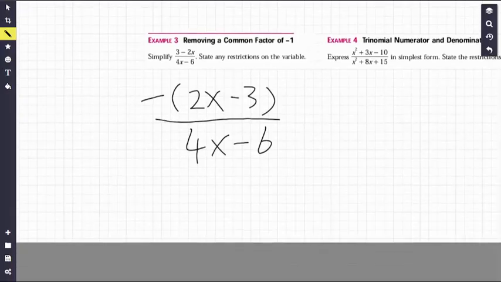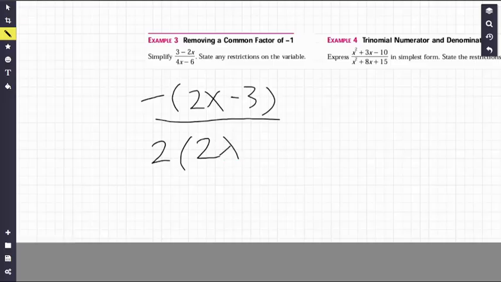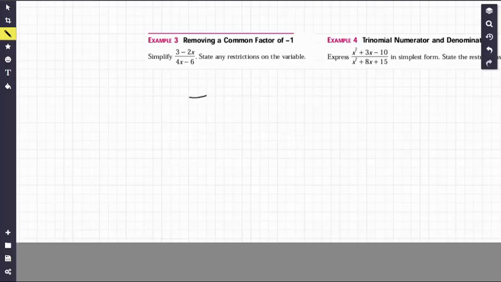So let's do the bottom. So 2, and that's going to be 2x minus 3. And then now look, since they're all multiplied together, we can go ahead and cross this out. And what is that going to equal? -1 over 2. Because there's still a negative to this. Remember? -1 over 2. And now we have to talk about restrictions.